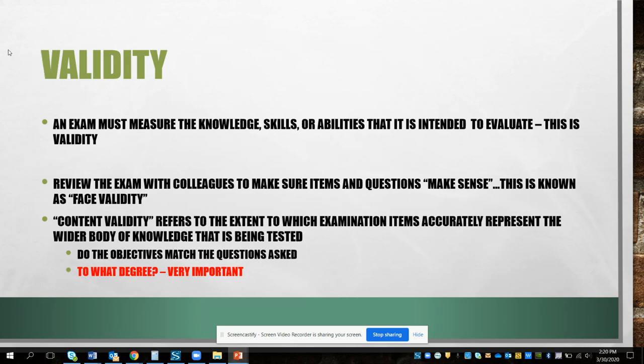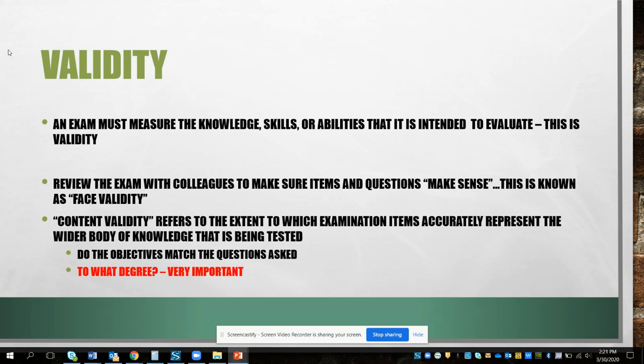Now, looking at validity, an exam must measure the knowledge, skills, or abilities that it is intended to evaluate. So that's what validity means. So that means we can't ask a bunch of questions about how to change a tire if what we said our objective was to measure is, is the student able to perform a head tilt chin lift. Okay, so you've got to make sure that your questions are related to the material that you are intending to cover and that the questions make sense.